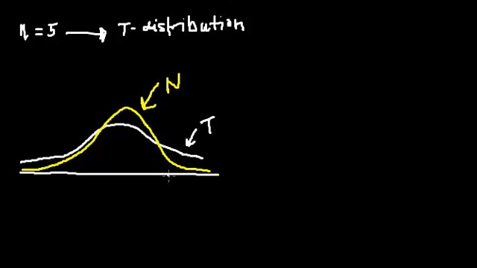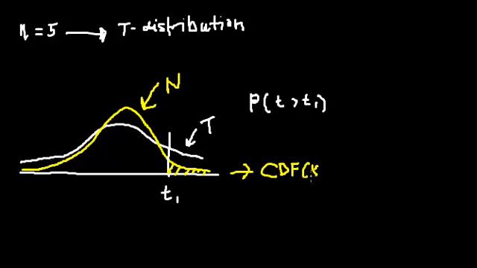So let's say we wanted to calculate the probability of getting this. Let's call this ti. What's the probability of getting t values more than ti? And remember, the way we do this in a normal distribution, we just need to get that area, which we know we get from the cumulative distribution function. Well, can we do the same with the t distribution? Yes, indeed, we can. For the t distribution, of course, we need to get that area, so we just need to use its own CDF.